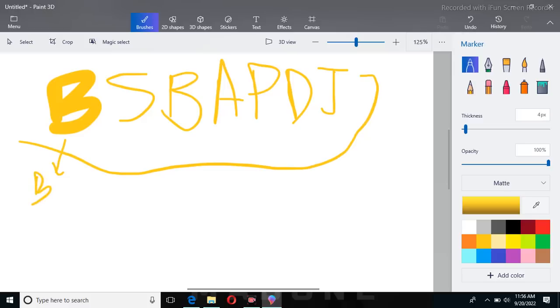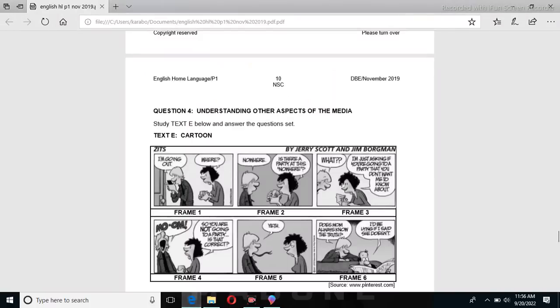Bed. Yeah. And then you go to the next one, which would be... What does S stand for, by the way? Alright. Yeah, you go to the next one.